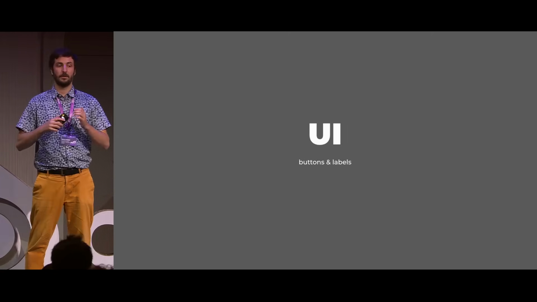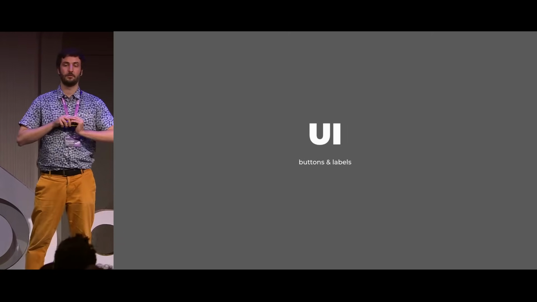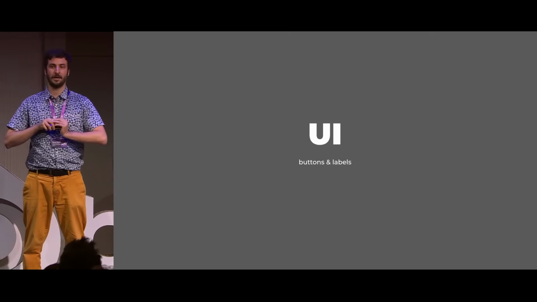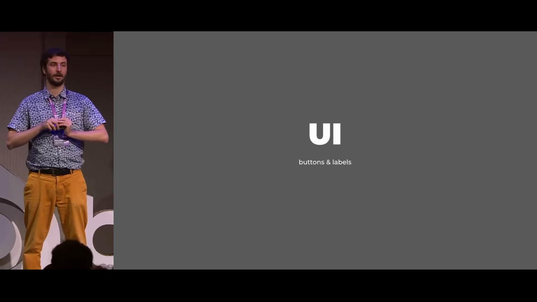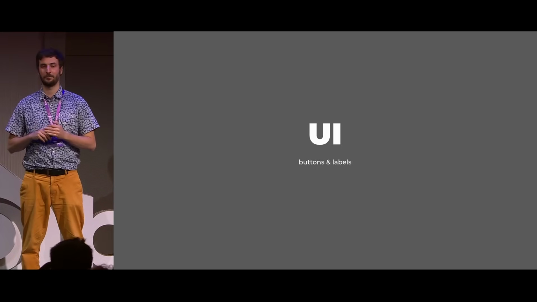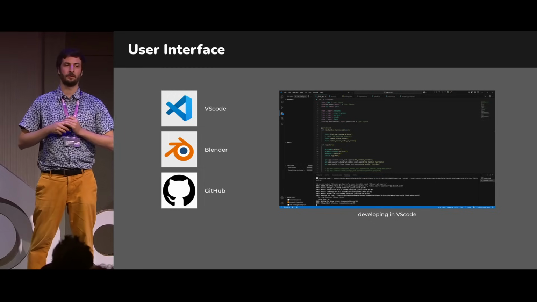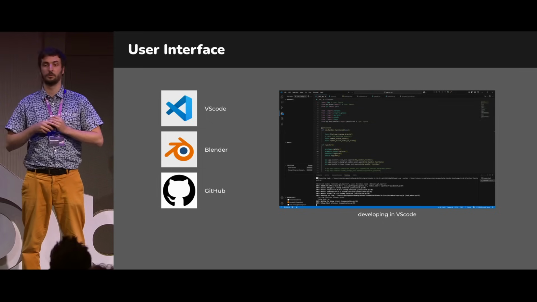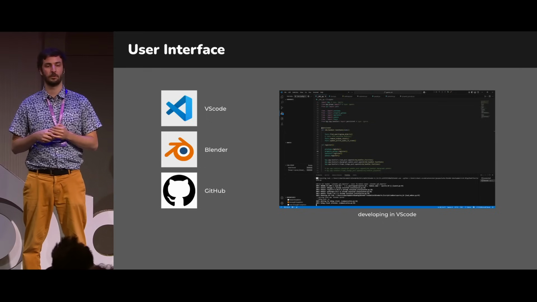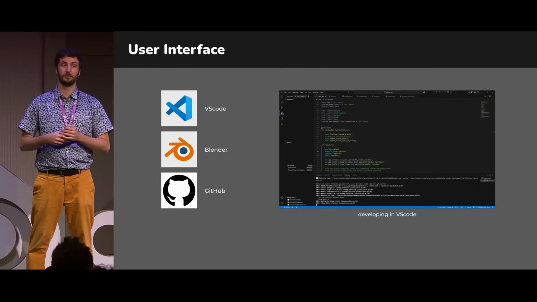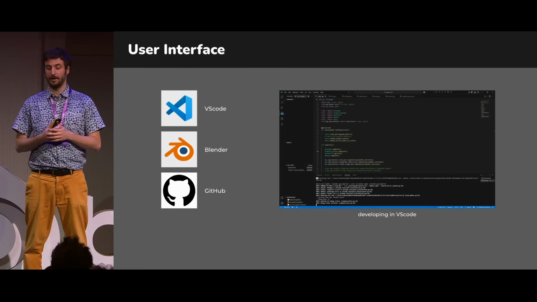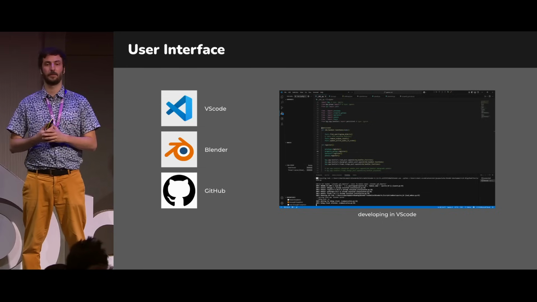And now I'll talk about the user interface of the spectrogram, which took most of the time of development because I'm not an add-on developer. I learned it along the way. So I used VS Code to develop the add-on and GitHub to manage the code. Thanks a lot to Jacques-Luc, who made a very good add-on for VS Code for Blender development.